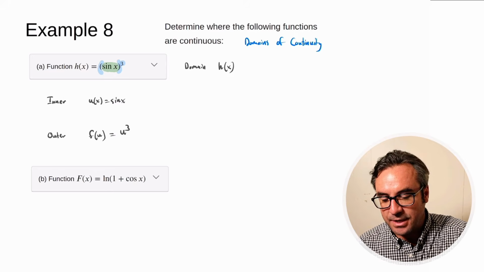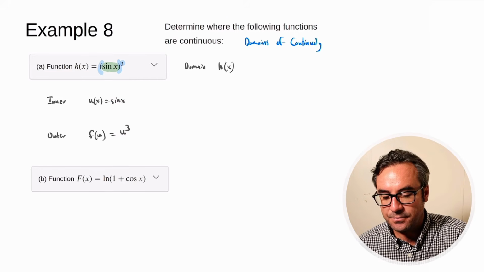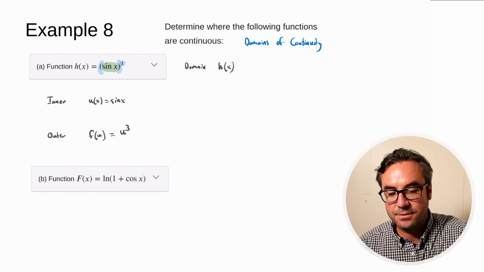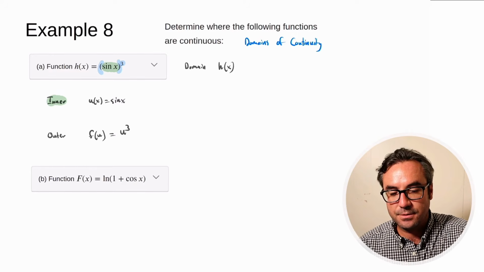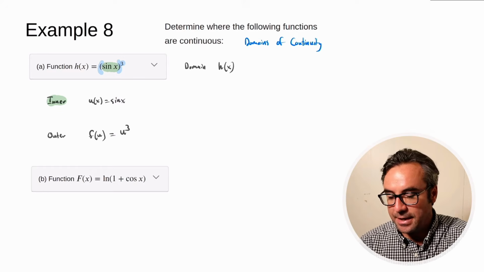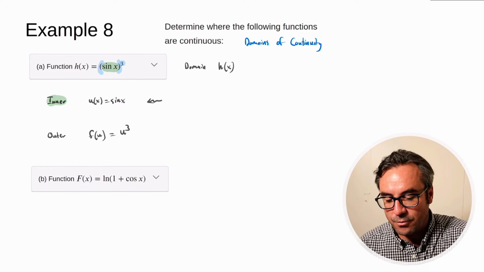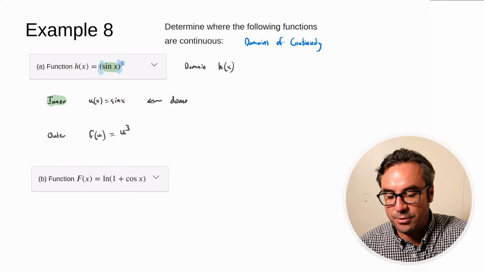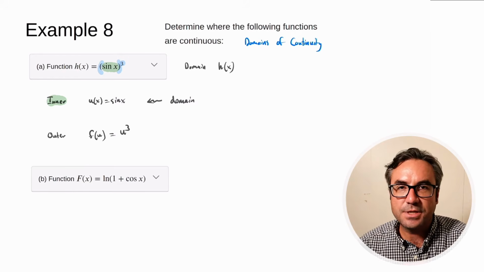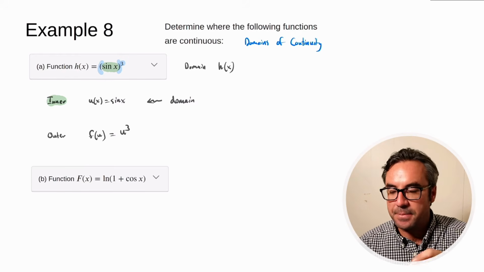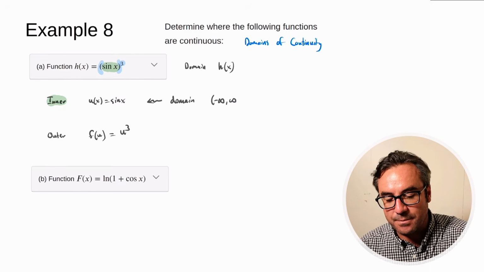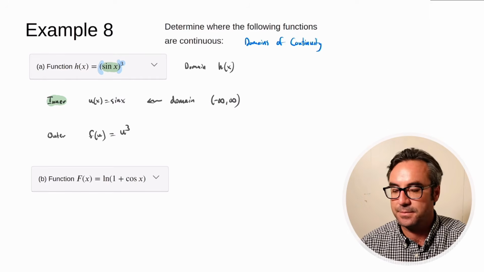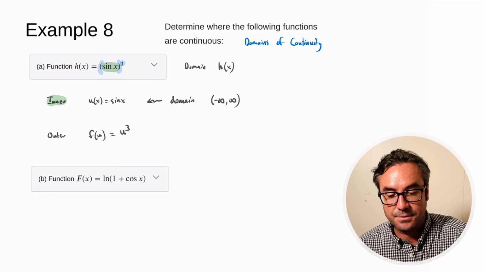All right, so now let's look at these individual pieces. First of all, we've got our inner function. So what's the domain of this inner function? If we remember, we can go back to that table if we need to. For sine and cosine, anything's fair game. So the domain of sine is all real numbers, the interval from minus infinity to infinity. So it's all x values.